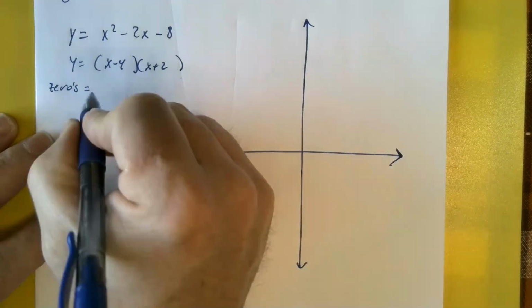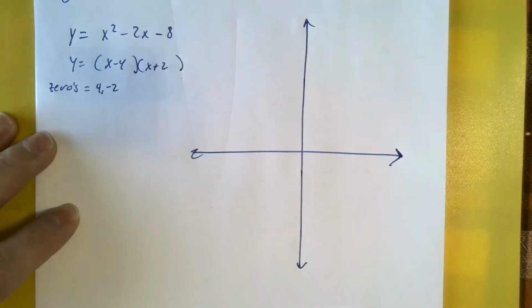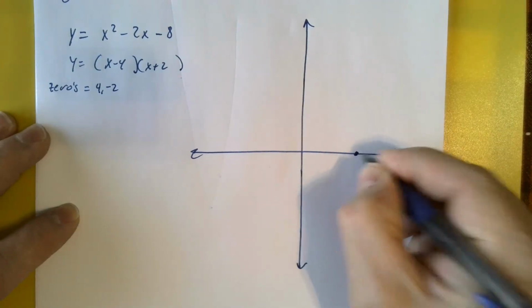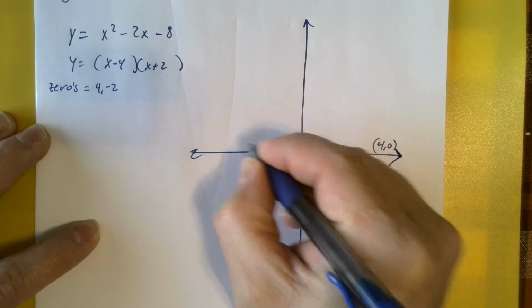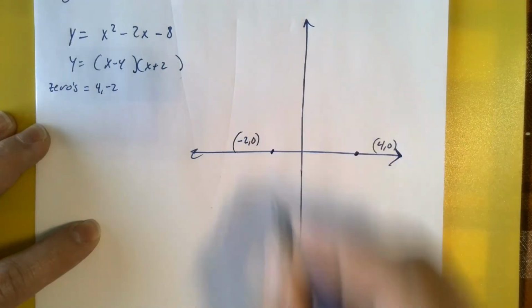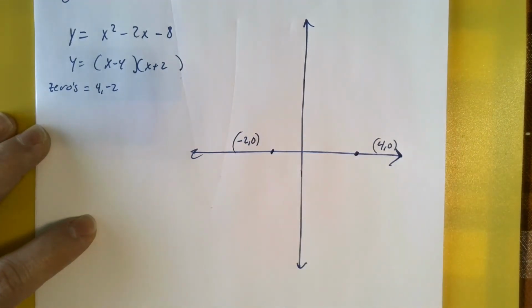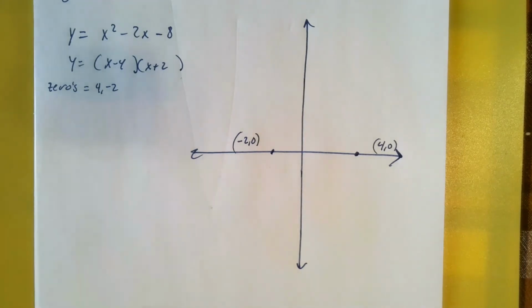4 and negative 2, right? So I'm going to come over here and I'm going to say, okay, I got one 0 at 4 and 0. The other 0 is at negative 2 and 0, right? Got that.